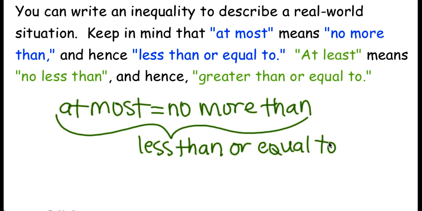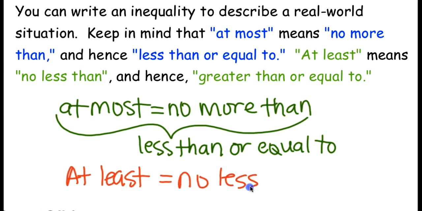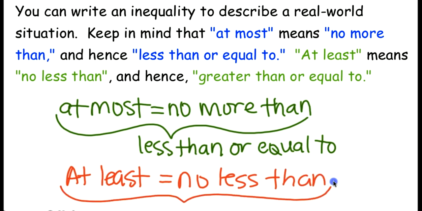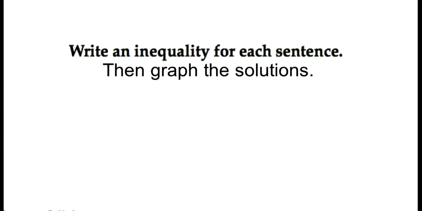Then at least or no less than: at least is the same as no less than. And these two mean greater than or equal to. So we're going to write an inequality for each sentence, and then we're going to graph the solution.